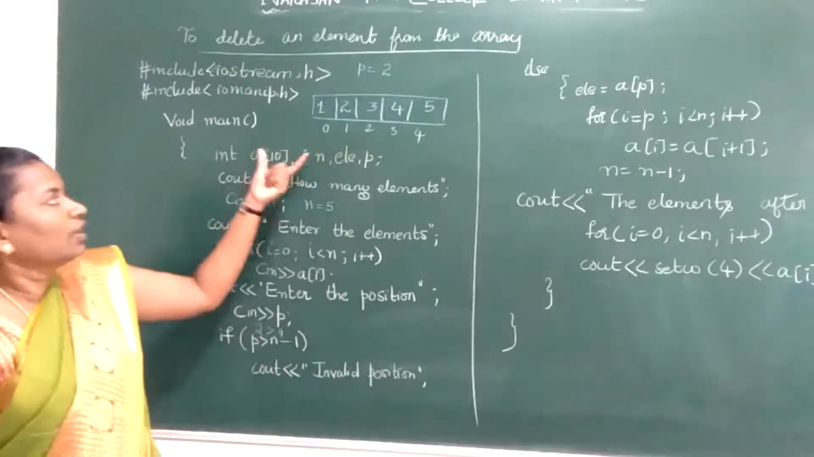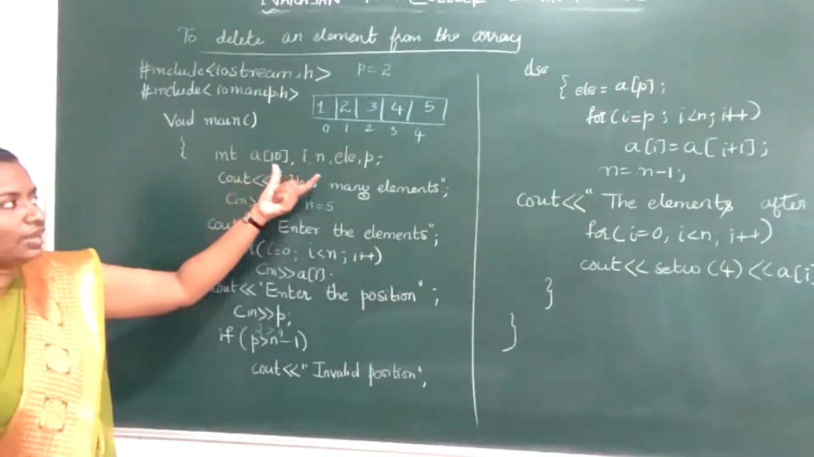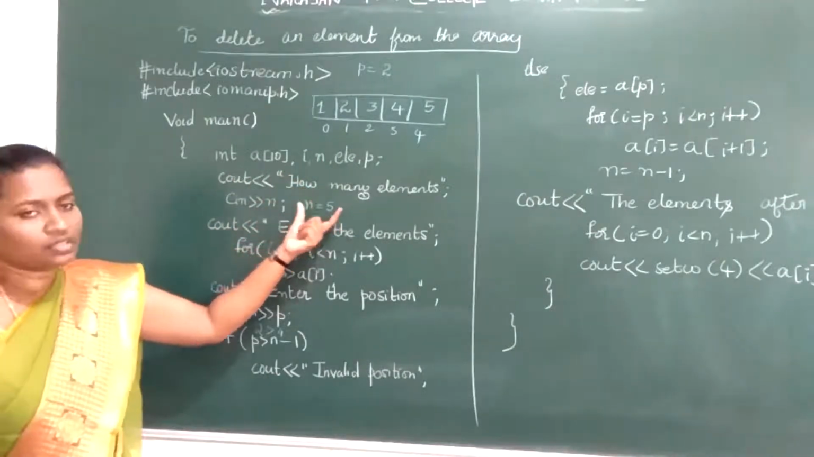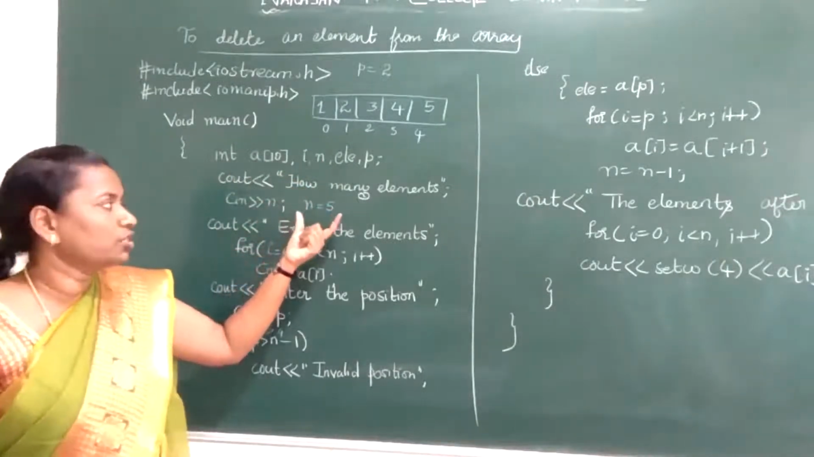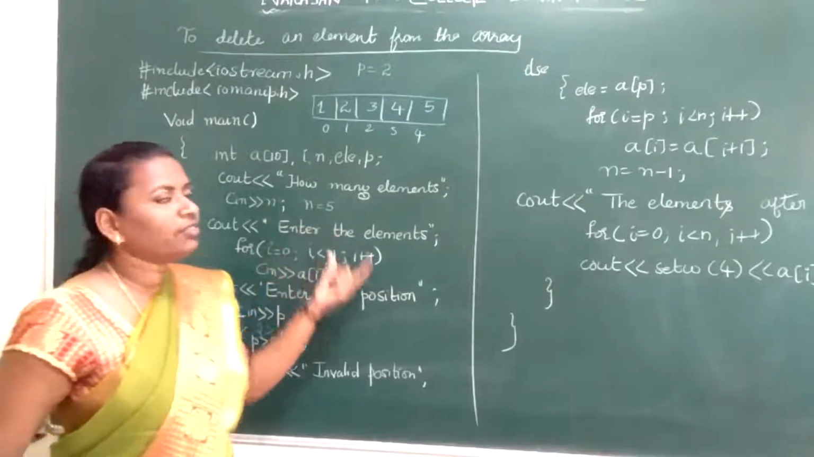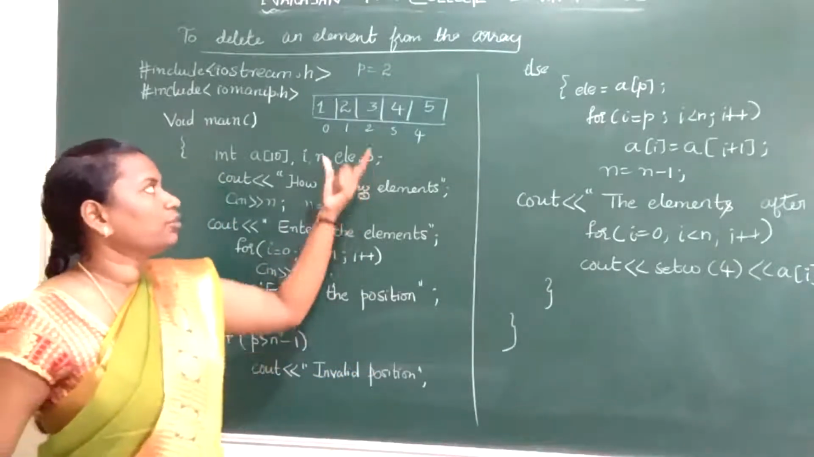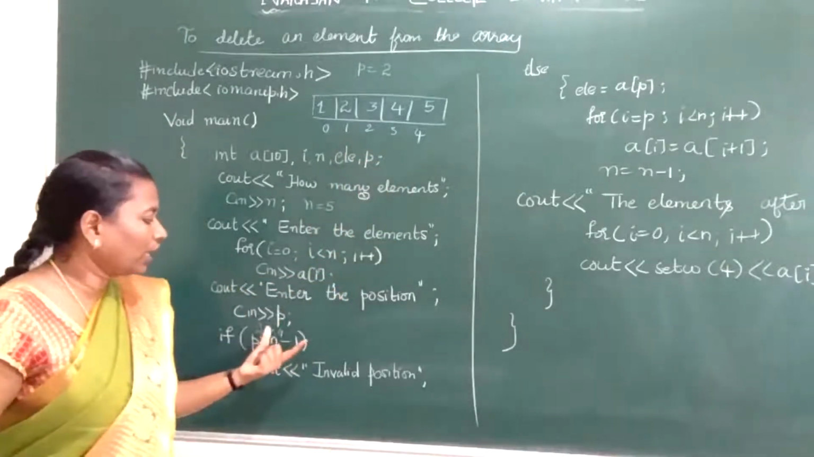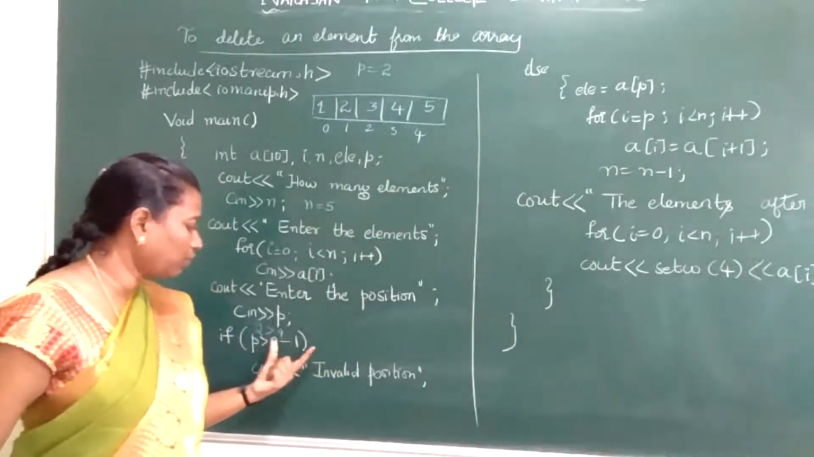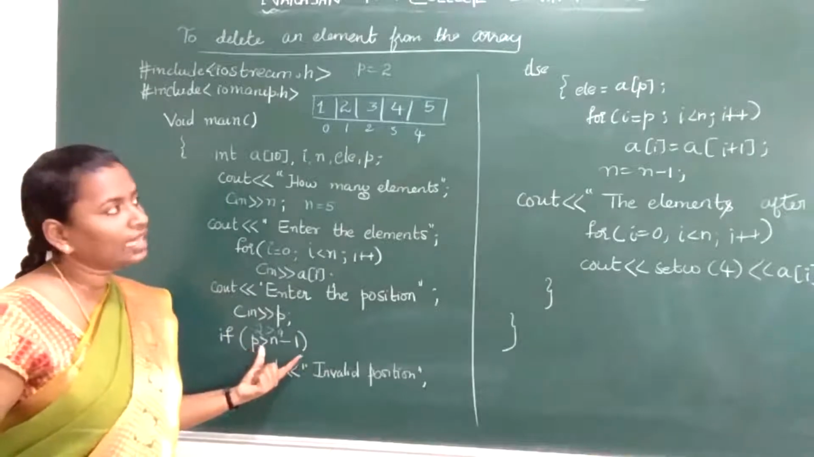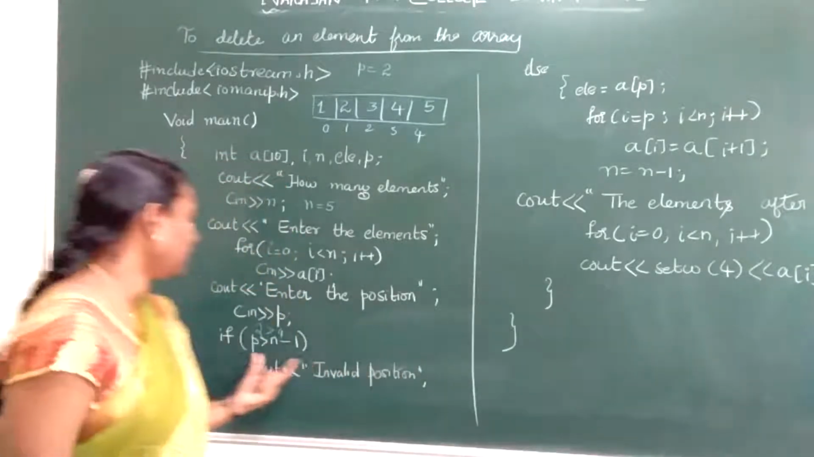I repeat, I have declared the array variables. How many elements? I am taking the input from the user, n elements, that is n value is 5 elements. Enter the array elements. I am reading the array elements 1, 2, 3, 4, 5 into an array. Now enter the position. What is my position? I have taken it as 2. Now this condition fails here.